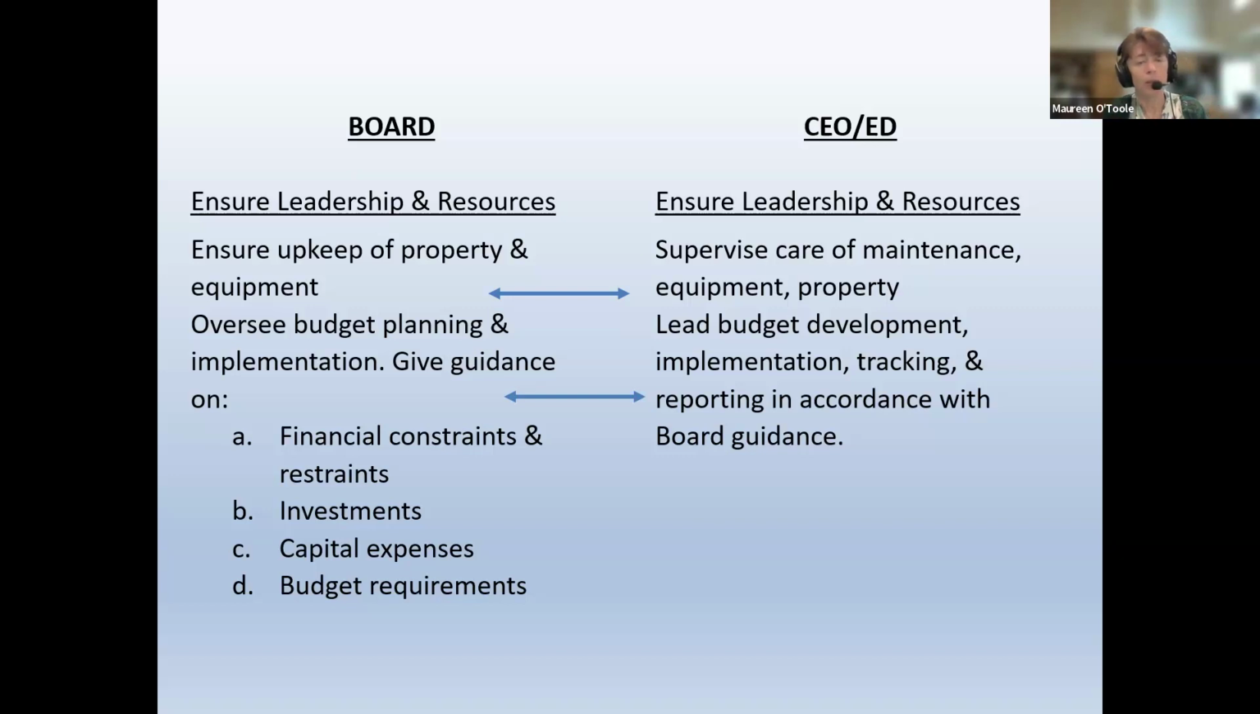And the next one, people always think fiduciary needs money. So here's the money one. Now we're going to talk about money. Oversee budget planning and implementation. And there's specific things a board should be able to give you guidance on when your organization starts developing next year's budget, or an even longer term multi-year budget. There's a couple of things they need to give you written guidance on.